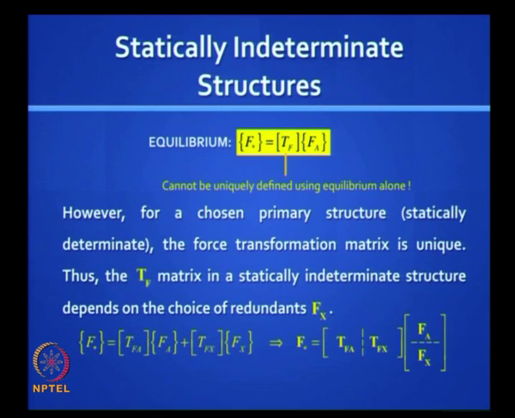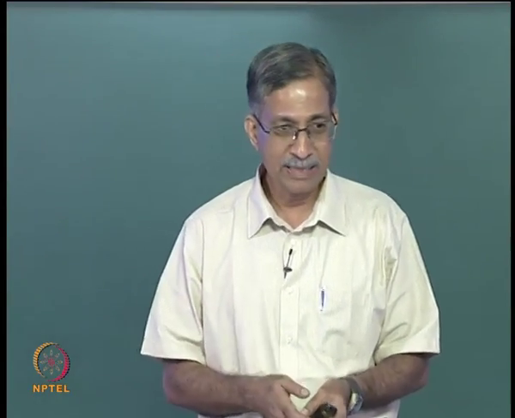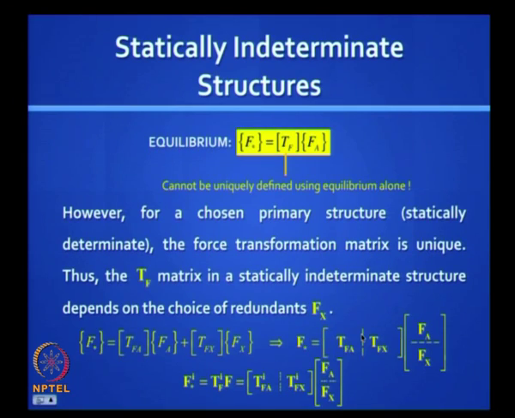And that is because this equation is an equilibrium equation. Equilibrium alone cannot solve this problem. You need something more, you need compatibility. And this I have written for all the bars put together, but in general you can write it individually for different bars. This kind of form is useful, you will see later in beams and frames, when you have multiple degrees of freedom at the element level.